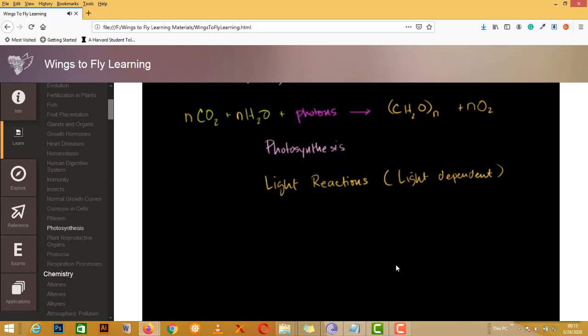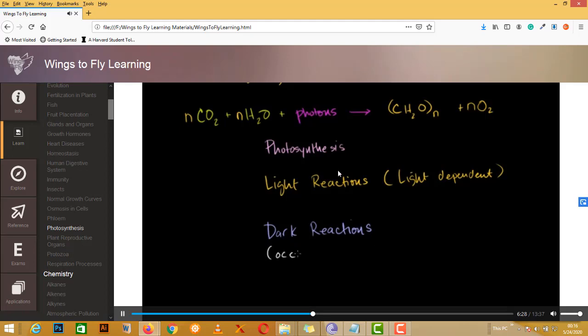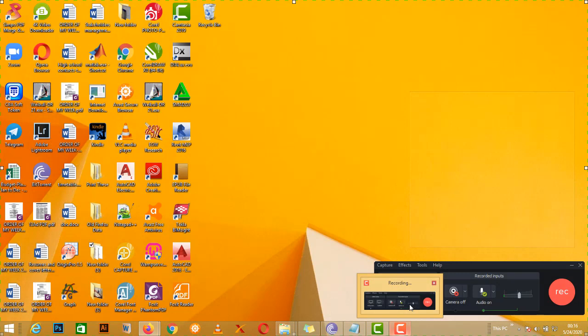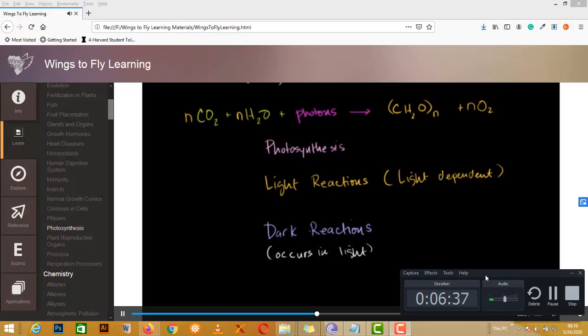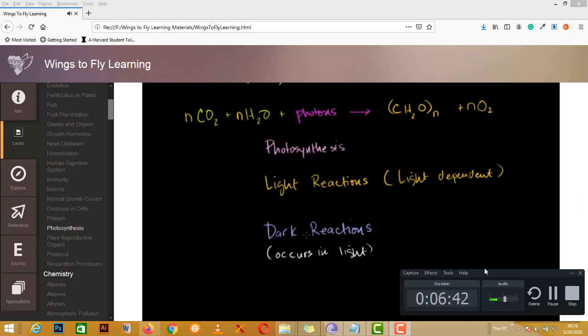And that's actually a bad name, because it also occurs in the light. Dark reactions. I wrote it in a slightly darker color. And the reason why I said it's a bad name is because it still occurs in the light. But the reason why they probably called it the dark reaction is that you don't need light, or that part of photosynthesis isn't dependent on photons to occur.